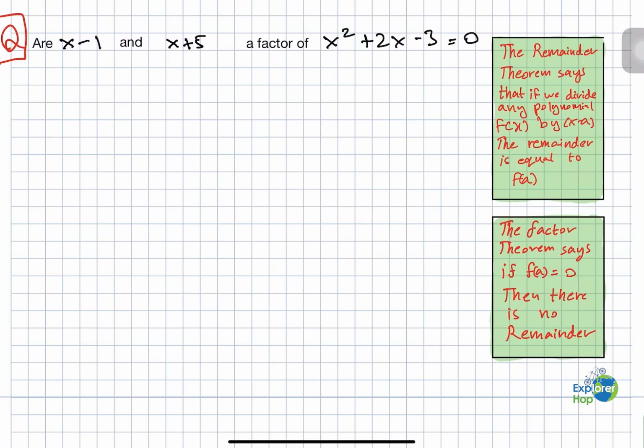Let's look at our first question today. Are x minus 1 and x plus 5 factors of x squared plus 2x minus 3 equals 0?